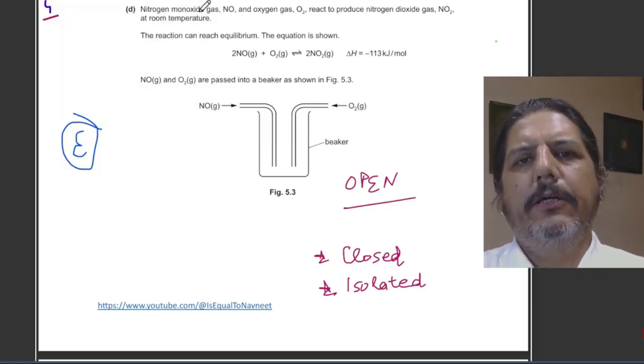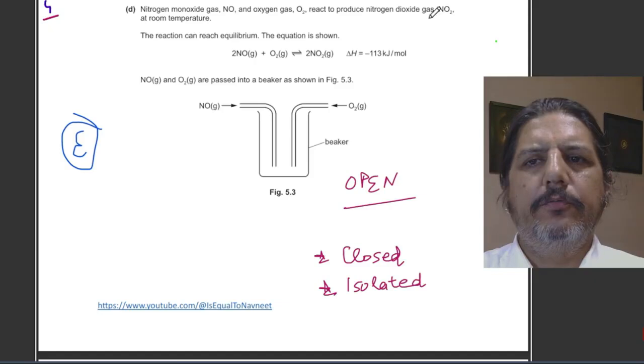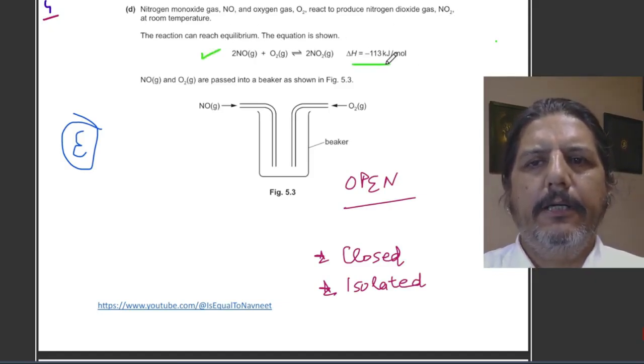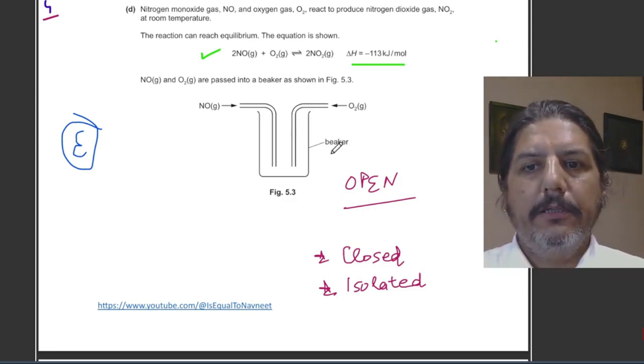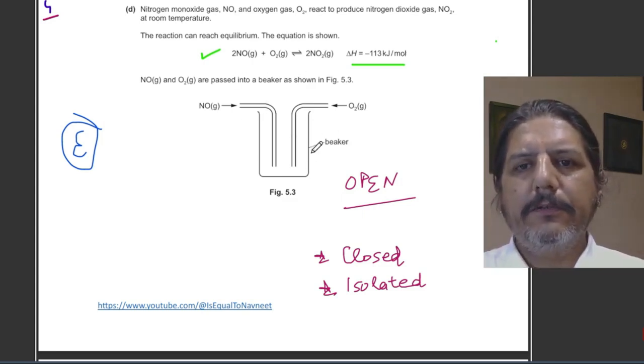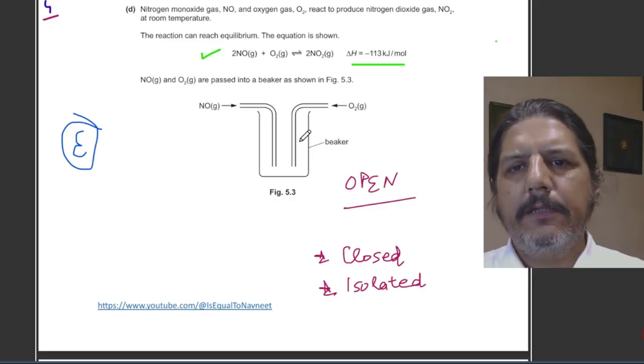So next question: nitrogen monoxide and O2 react to form nitrogen dioxide at room temperature, and the reaction can reach equilibrium. Delta H is negative, so it's an exothermic reaction. It's passed into a beaker. This is a beaker. Now, as you can see, this is an excellent question to understand what we were discussing in the last question.